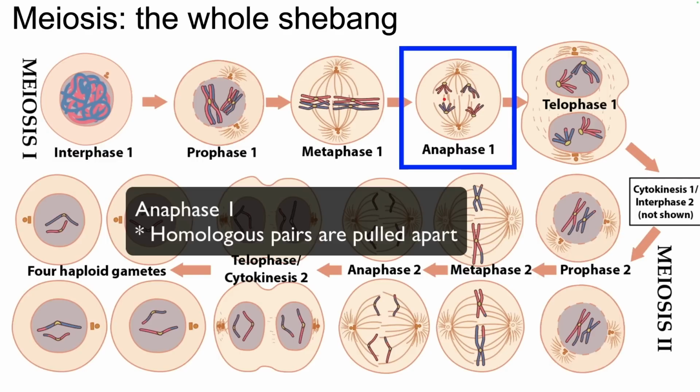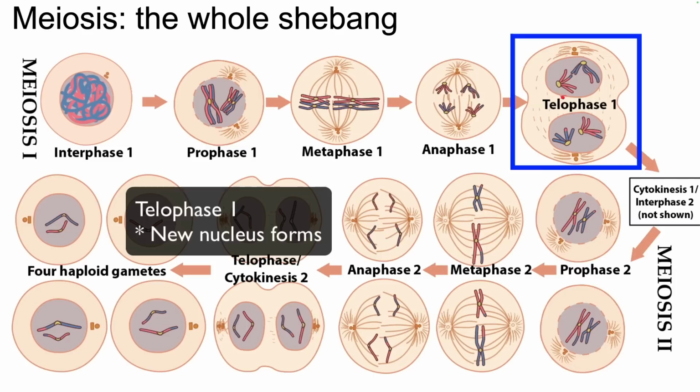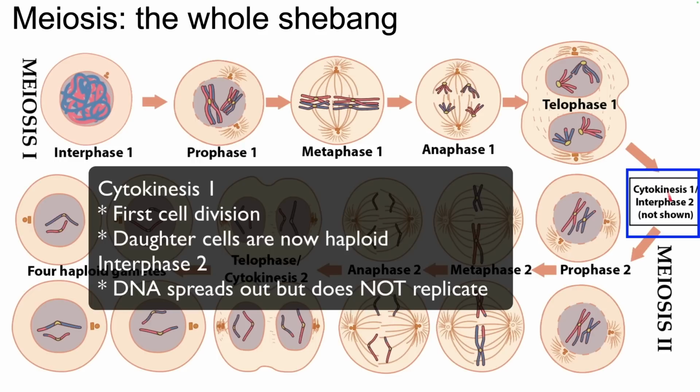During anaphase 1, the homologous pairs are pulled apart. During telophase 1, a new nucleus forms. There's a cytokinesis 1 and an interphase 2 that's not shown in this diagram.